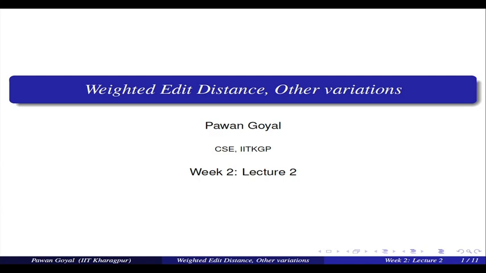In the last lecture we talked about the basic edit distance concept: given two strings as input, what is the dynamic programming algorithm that you can use to find out the edit distance between these two strings. Remember we defined certain edit operations, and we gave weights or costs for each of these operations. But all these costs were equal.